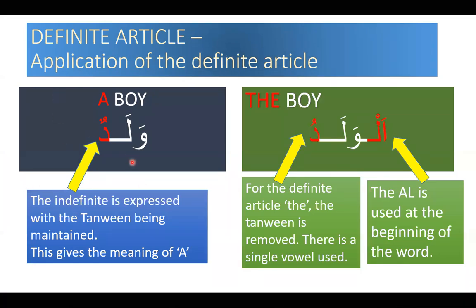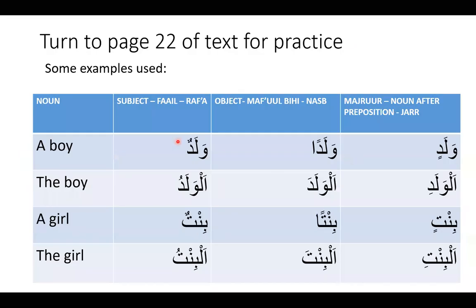Let's look and see what happens. When we have an indefinite noun, it is expressed with its tanween maintained. This gives the meaning of a. What happens when you apply al? The al is used at the beginning of the word. For the definite article, the tanween is removed. There is a single vowel used. You will never have al and tanween coexisting in the same word. As I told you on pages 21 and 22 in your text, that is basic Arabic grammar. If you don't have it, there is no problem, because what we are covering here covers the entire topic itself, and extra as well.